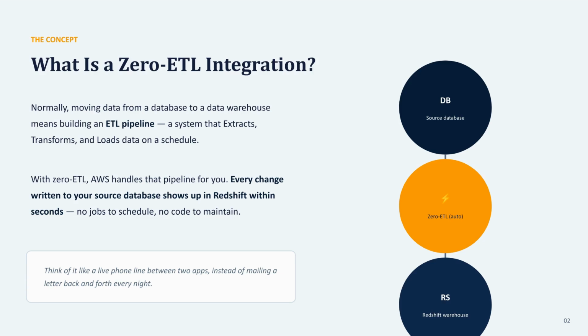The name does not mean that data movement has disappeared. It means we do not build and operate the traditional ETL pipeline ourselves. The replicated data arrives largely as is. So if we need business transformations, aggregates, or dimensional models, we can create them later inside Redshift.